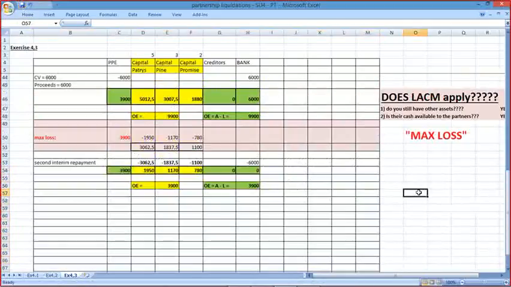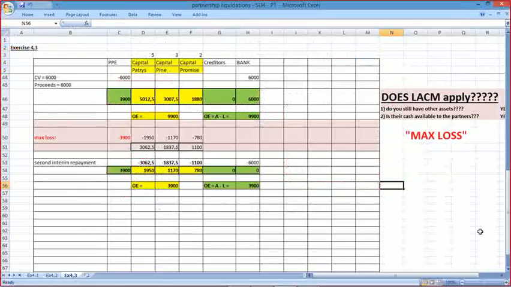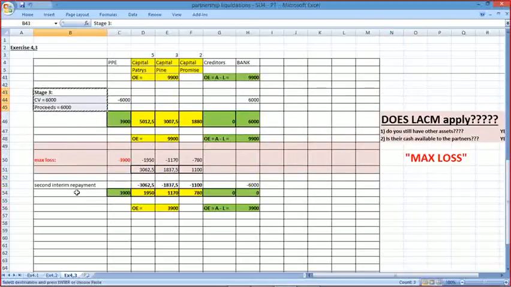Now we go to the fourth liquidation. Okay. So we say that there was a carrying amount of 3,900, which is exactly what we have left, and we sold it for 4,000. So there's 100 profit. So we go back to our spreadsheet, and we say the fourth stage. Carrying value was 3,900. Proceeds is 4,000. And then a profit of 100.